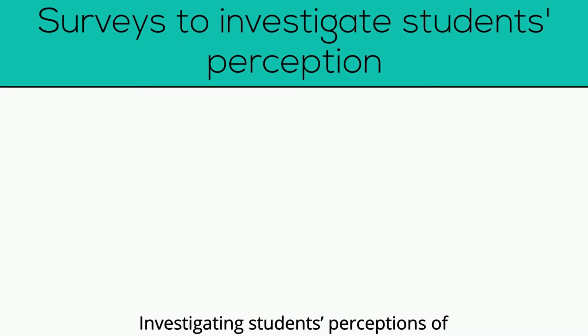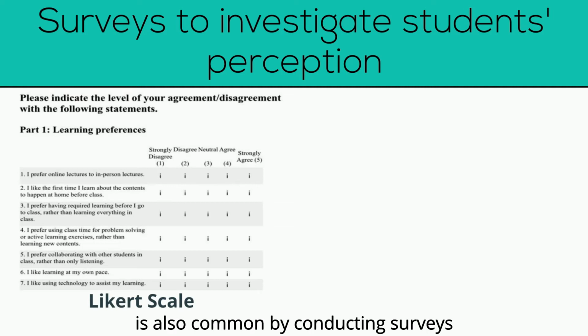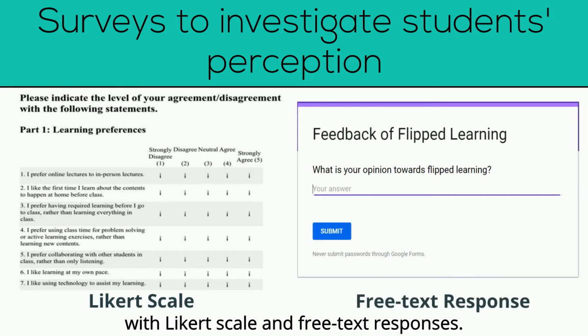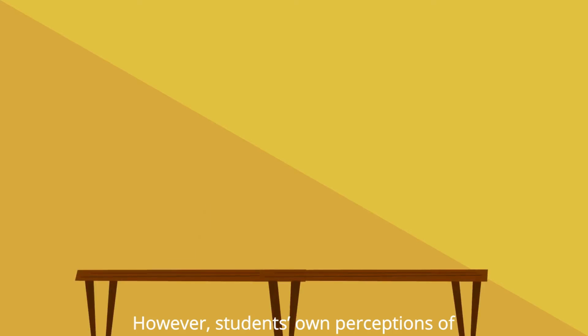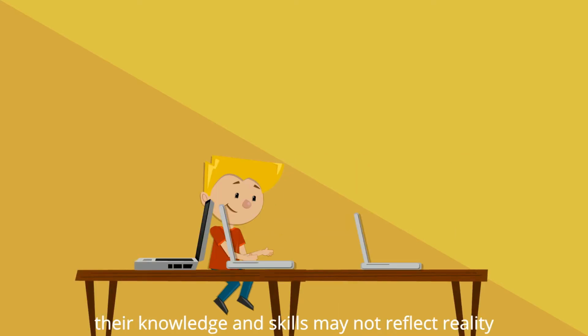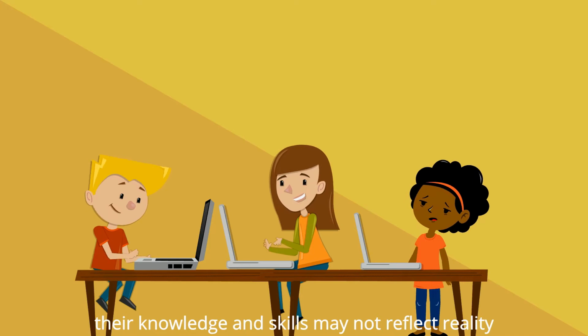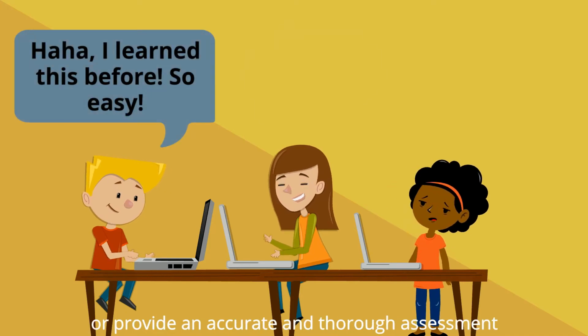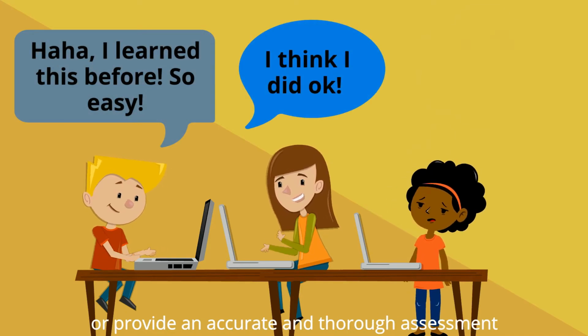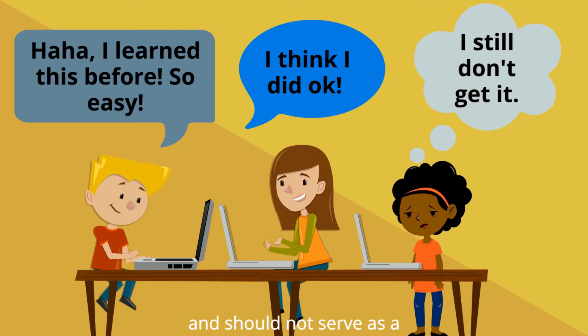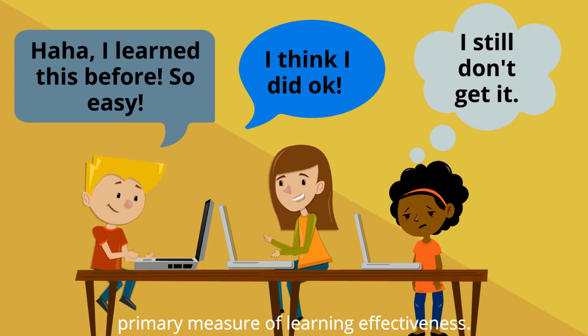Investigating students' perceptions of their learning in flipped classrooms is also common by conducting surveys with Likert scale and free text responses. However, students' own perceptions of their knowledge and skills may not reflect reality or provide an accurate and thorough assessment, and should not serve as a primary measure of learning effectiveness.